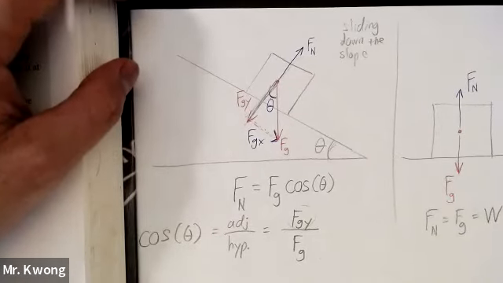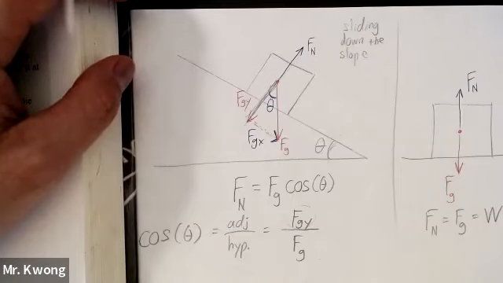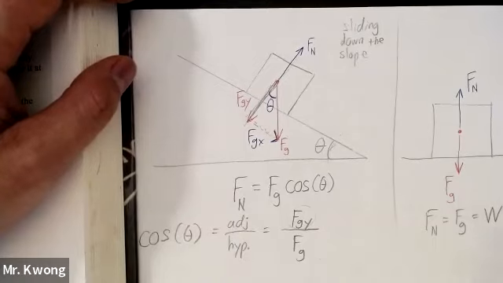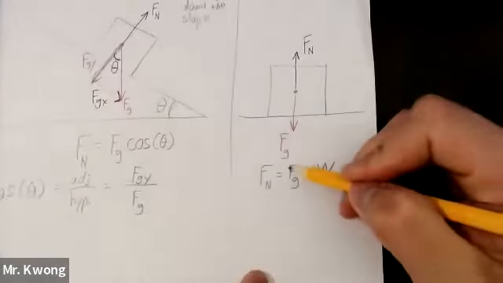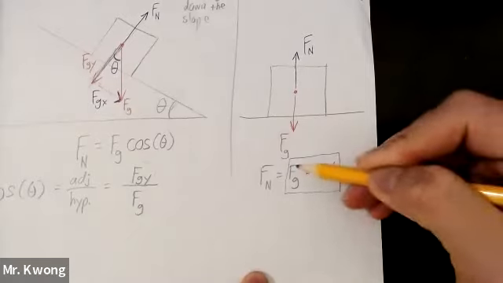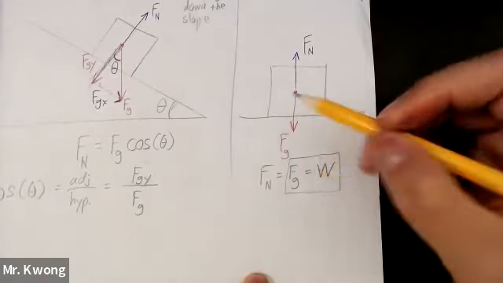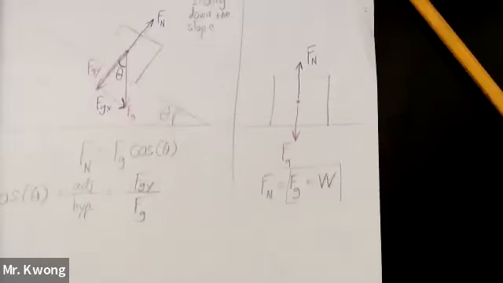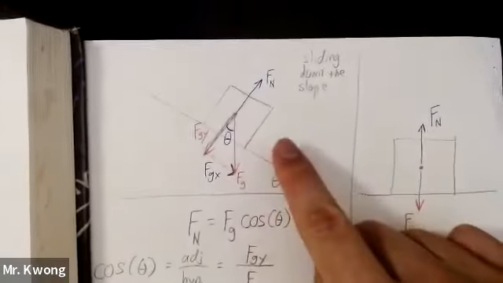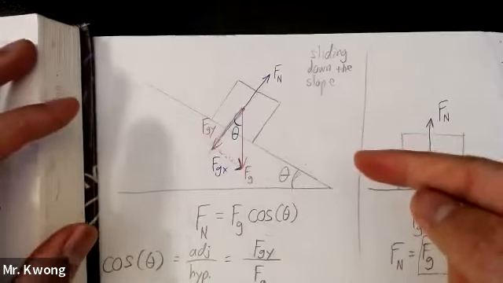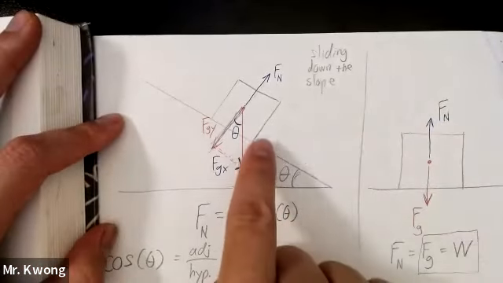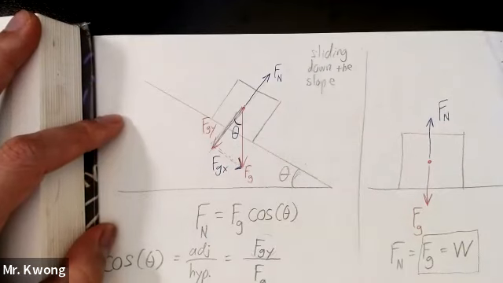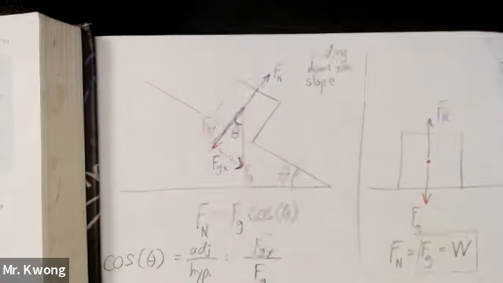The book says Fn is equal to weight cosine theta. Yes, so remember that the force of gravity and weight are the same. So just because you tilt an object doesn't change the weight of the object, but it does change the normal force from the surface on the object. Thank you, Troy.